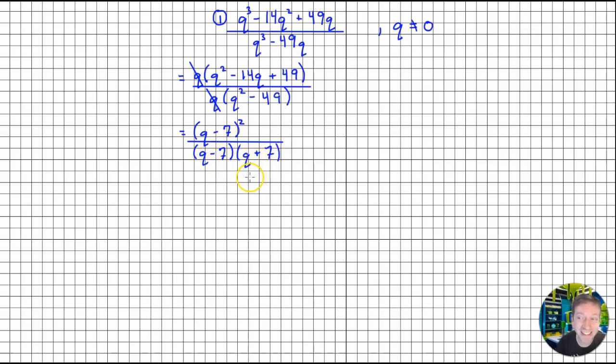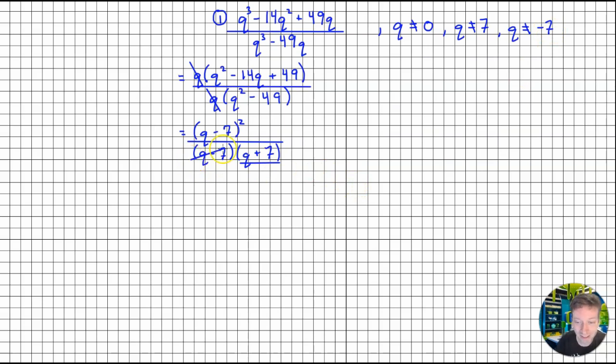Looking at the denominator, this gives us 2 more restrictions. q cannot be 7, because if q were 7, 7 minus 7 gives you 0, and then you're dividing by 0. So q cannot be 7. But also, if we look at this bracket, q could not be negative 7, because negative 7 plus 7 is 0. Once again, you'd be dividing by 0. So q can also not be negative 7.